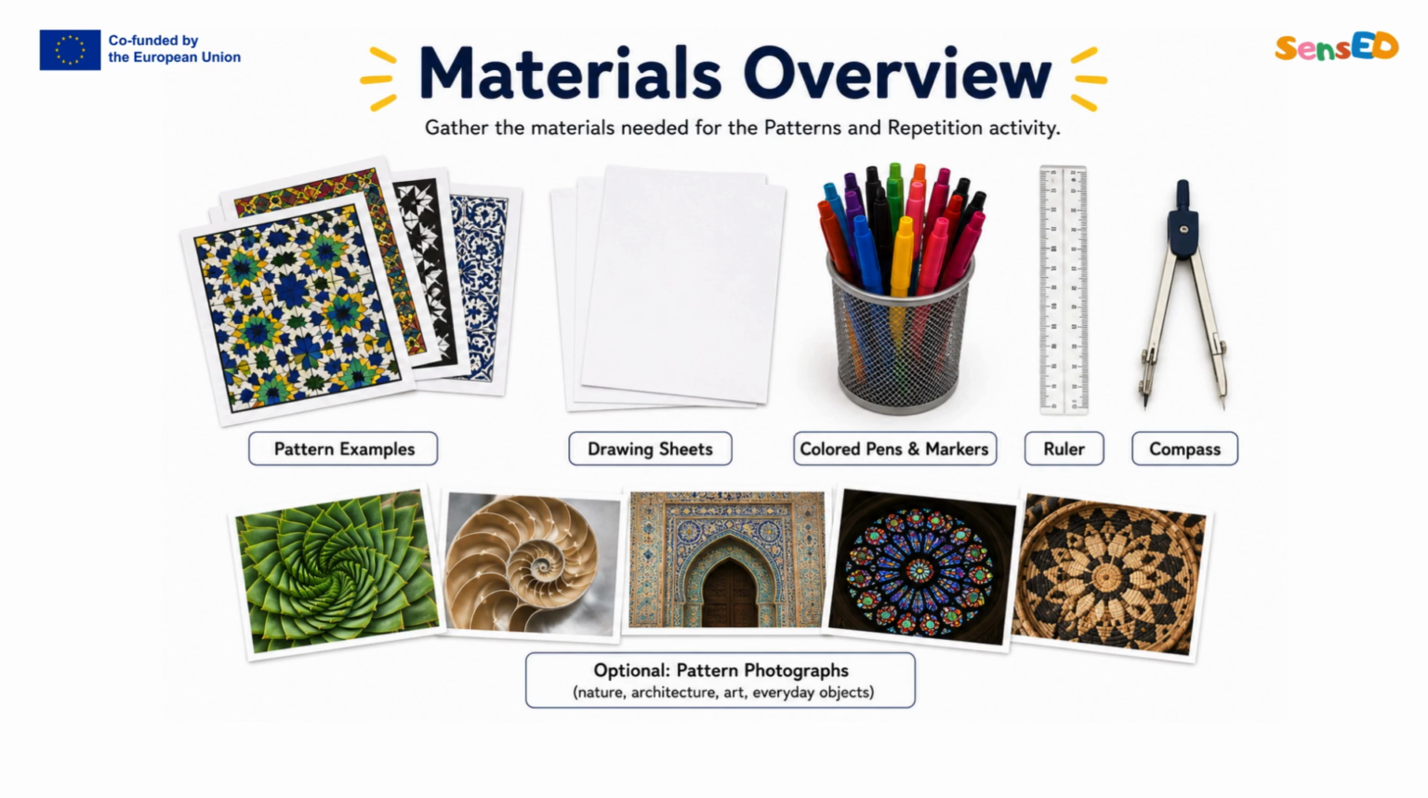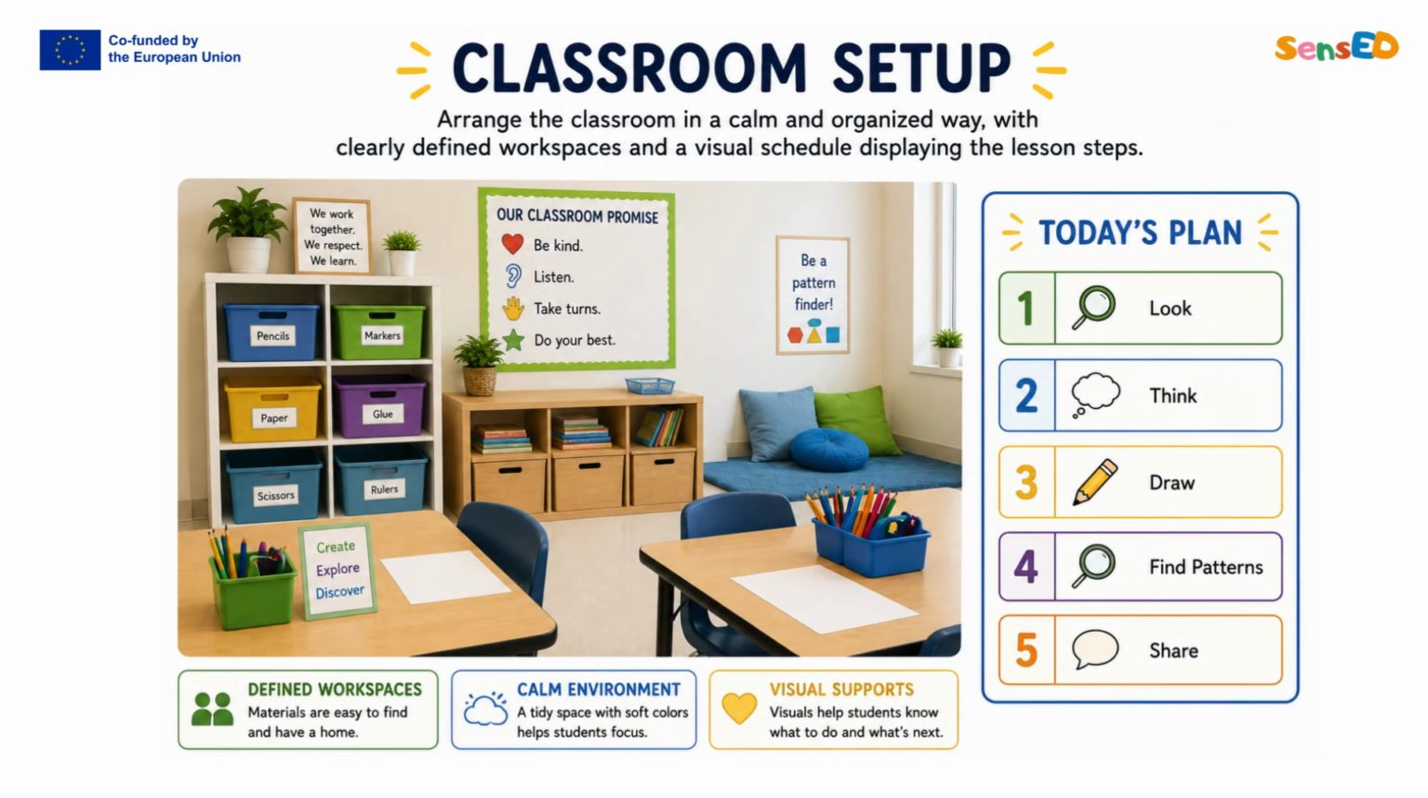Before beginning, prepare the learning environment. You will need printed examples of patterns, mosaics, or decorative designs, drawing sheets, colored pens or markers, rulers, and compasses. Optional materials may include photographs showing patterns found in nature, architecture, art, or everyday objects. Arrange the classroom in a calm and organized way, with clearly defined workspaces and a visual schedule displaying the lesson steps. A predictable environment helps students feel comfortable and focused.